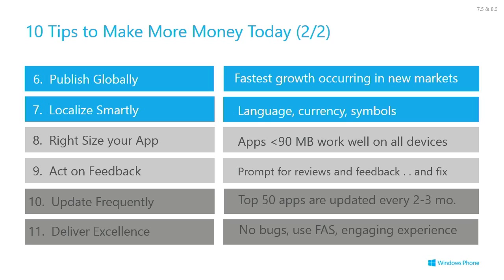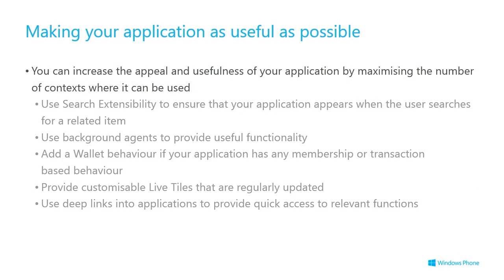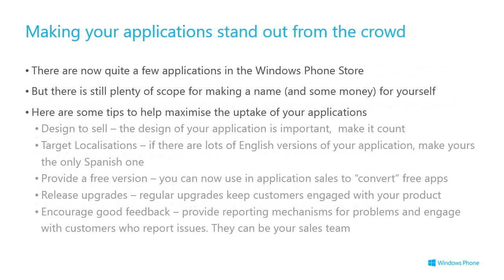We deliver excellence. We hate mediocrity. No bugs. Use fast application switching. Fast application resume, I should say. Make an engaging experience for users. Go the extra mile to make your apps really stand out. So there are other things I haven't mentioned. Search extensibility, background agents are great. Wallet behaviors, customizable live tiles that are regularly updated. And deep linking from tiles. These are all great ways of reaching out to your user and making your app more responsive to users.